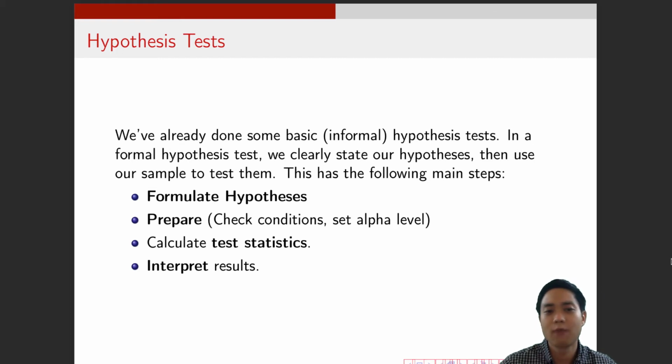Alright, so there's four main steps. Formulate the hypotheses, prepare. So this is, for example, depending on what kind of test you're doing, you might have to check certain conditions, and you might want to set the alpha level. And then calculate test statistics. So depending on, again, what you are testing, you're going to have to calculate some different statistics based on the data. And then you have to interpret results.